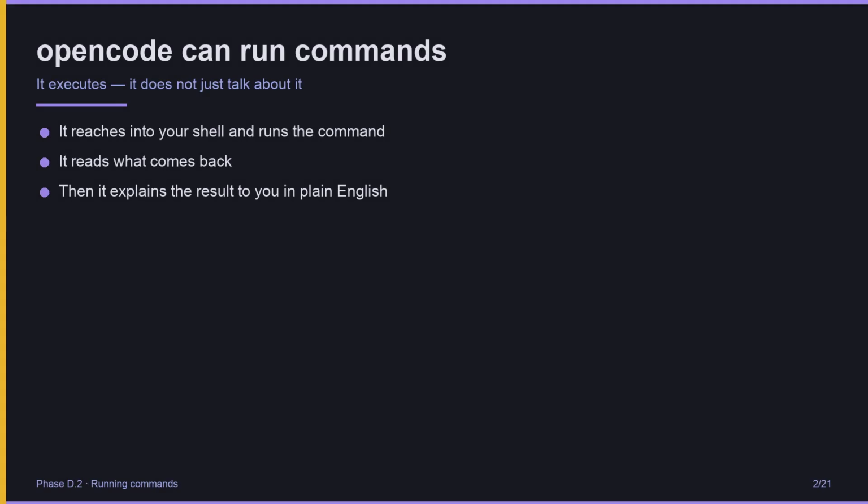OpenCode can do something a plain chat window never could. It can run commands on your computer. When you ask it to run something, it does not just talk about doing it. It actually reaches into your shell, executes the command, reads what comes back, and then explains it to you in plain English. That ability to act, to truly run things, is what makes an agent different from a chatbot.